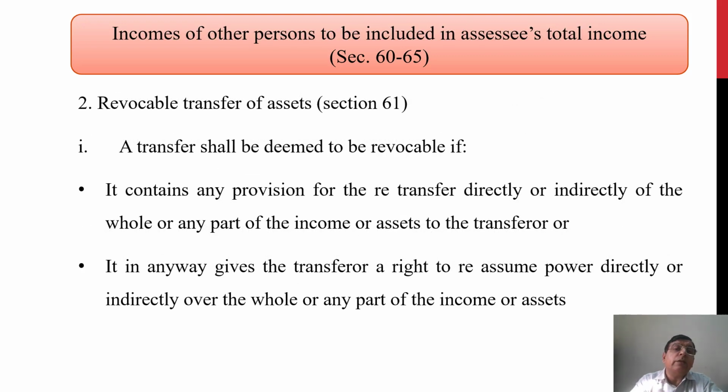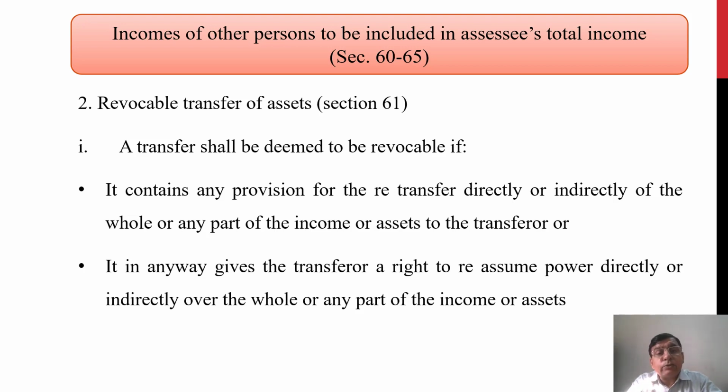The next case is the revocable transfer of asset. When an asset is transferred to a person, if that asset is of a revocable nature, then the transferred asset will be included into the total income of the assessee. If the asset is not revocable in nature, then it will not be included into the aggregate total income of the assessee at the time of calculation of tax.